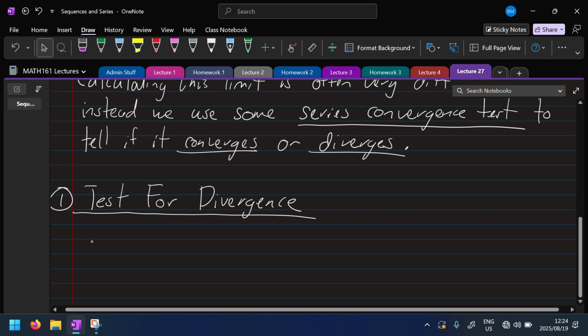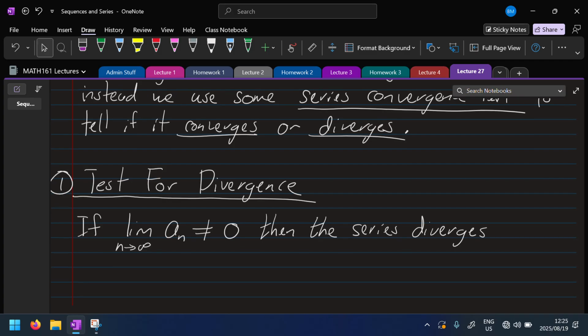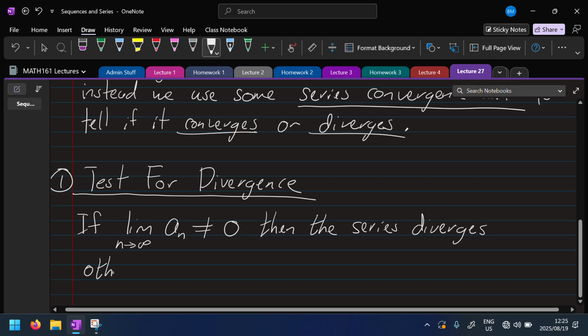So what does this do? If the limit as n goes to infinity of a_n, so that's our sequence limit, is non-zero. So you calculate the limit of the sequence. We've done that last week. If that is non-zero, then the series diverges. So that's how we do the test for divergence. Otherwise, try a different test.